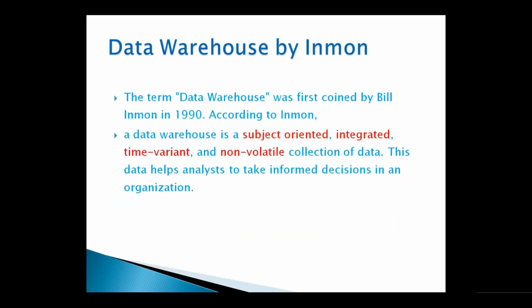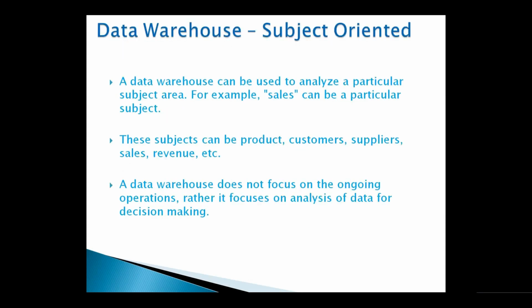A data warehouse is a subject oriented, integrated, time oriented and non-volatile collection of data. That means subject oriented: a data warehouse can be used to analyze a particular subject area. For example, sales can be a particular area, and we have different subject areas such as customer, supplier, sales, revenue. We can analyze the business in a particular subject area like sales.